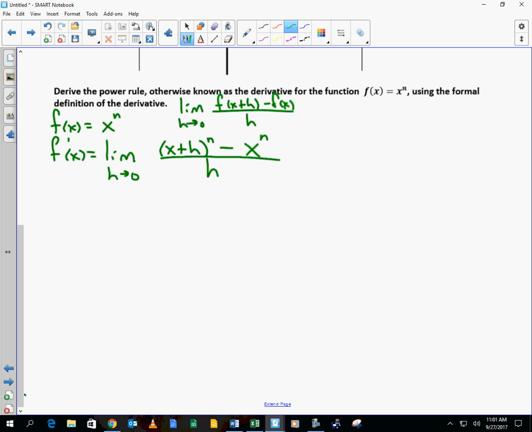Shouldn't even have to look at it. If I plug in 0 right now, what would you get? 0 over 0, okay, which we don't know. We have to expand this. In order to expand that, we're going to use our good friend Pascal's triangle.